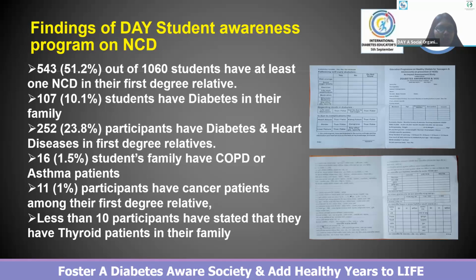Around 543 out of 1,060 students have at least one NCD in their first degree relatives, and 107 students have diabetes in their family. 252 participants have diabetes and heart diseases in first degree relatives, and 16 students' families have a COPD or asthma patient. 11 participants, around 1%, have cancer, and fewer than 10 participants stated that they have a thyroid patient in their family members.